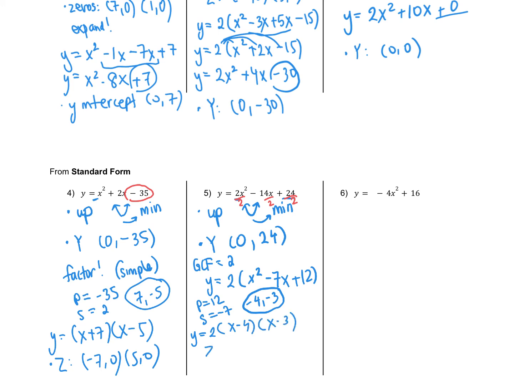minus 3). So for our zeros, we're just going to take the opposite sign. So instead of negative 4, we're going to have positive 4. Instead of negative 3, we're going to have positive 3. And there we have it.